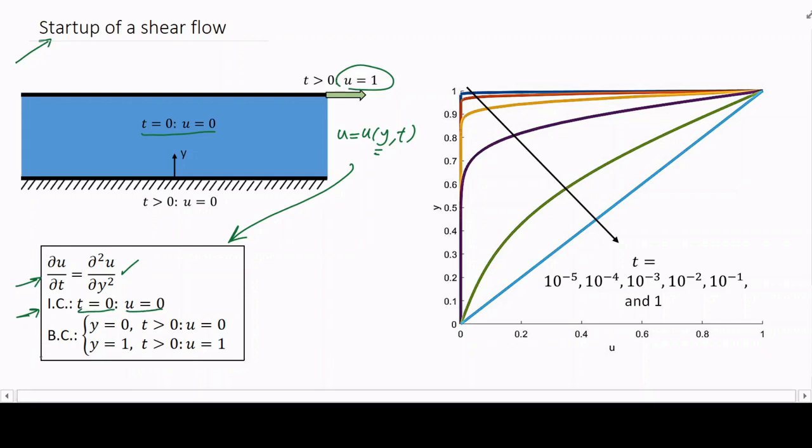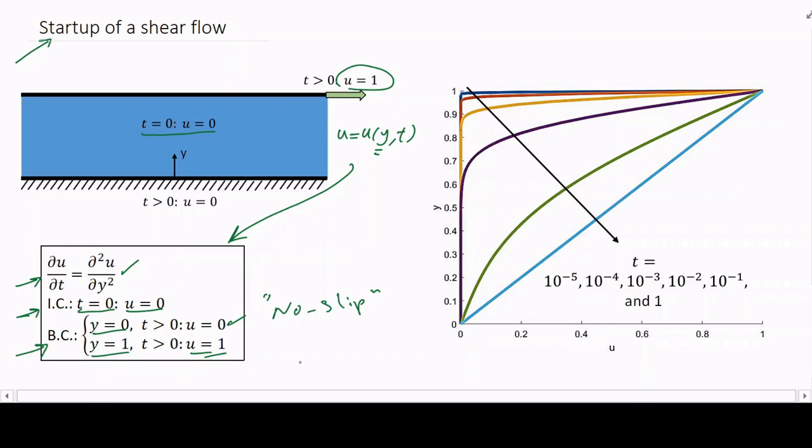And we also have two boundary conditions, one for the lower plate and the other one for the upper plate. For the lower plate, speed is going to be 0, and for the upper plate, speed is going to be 1, which is the same speed of the plate itself. And these boundary conditions are called no-slip boundary conditions.